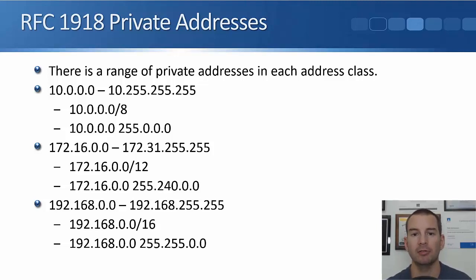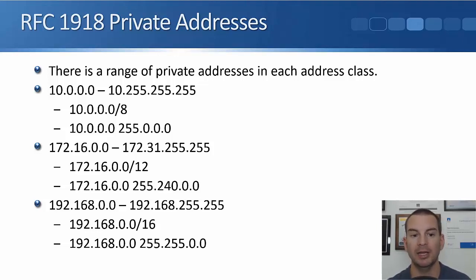So the addresses that are private, there's a range in each of the different classes A, B, and C. In class A, we've got 10.0.0.0 to 10.255.255.255. And that uses the standard class A subnet mask of /8. So we can also write it as 10.0.0.0/8 or 10.0.0.0 with the subnet mask 255.0.0.0.